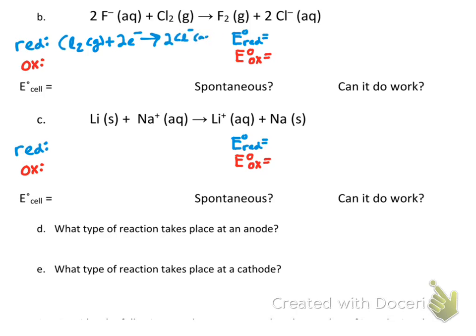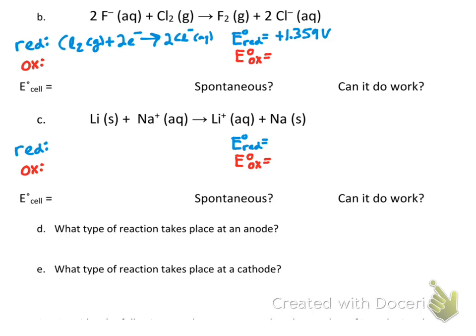Okay, so that has a standard reduction potential. We can look on our table: positive 1.359 volts. So that in and of itself is generally pretty favorable, but we have to consider the other half reaction that's going on here. We have to consider fluoride as well.